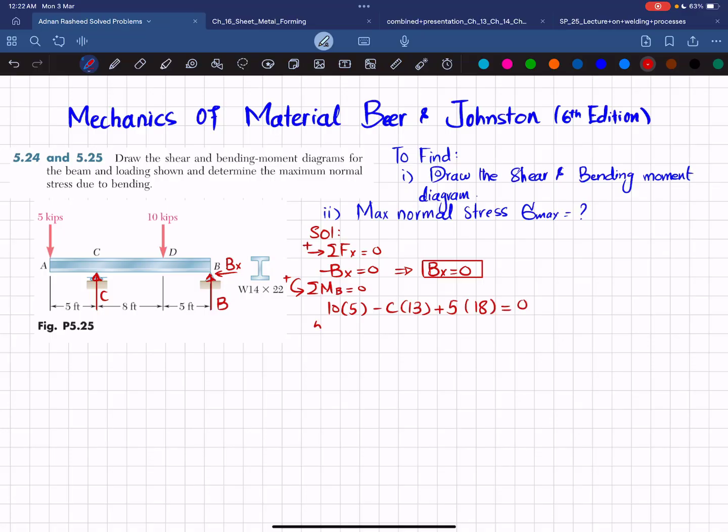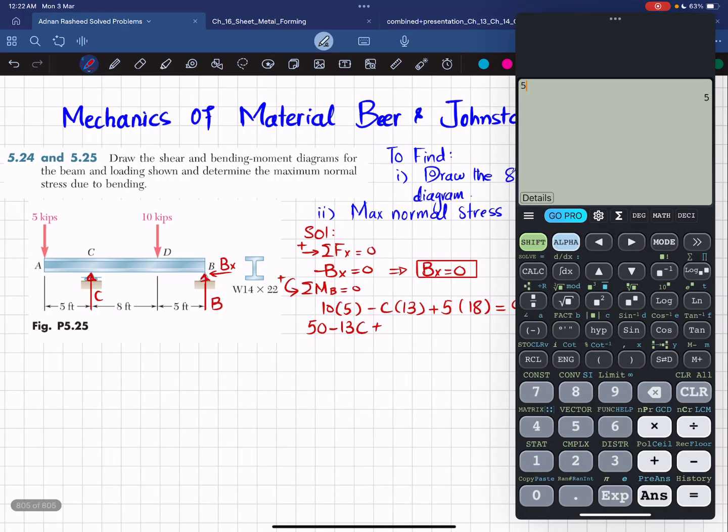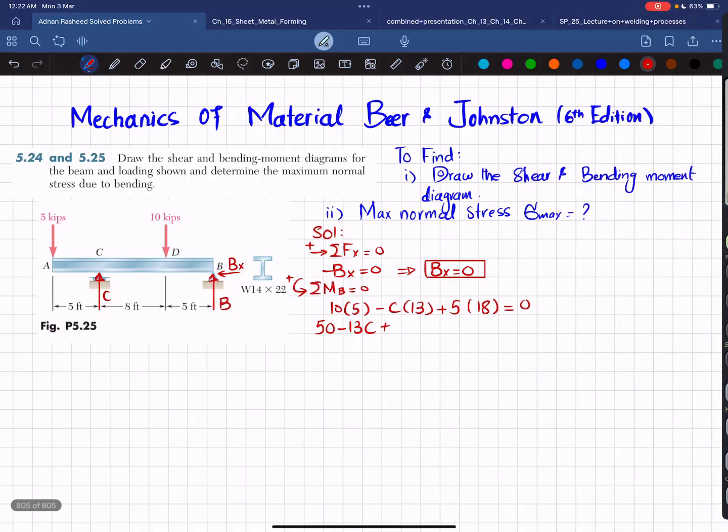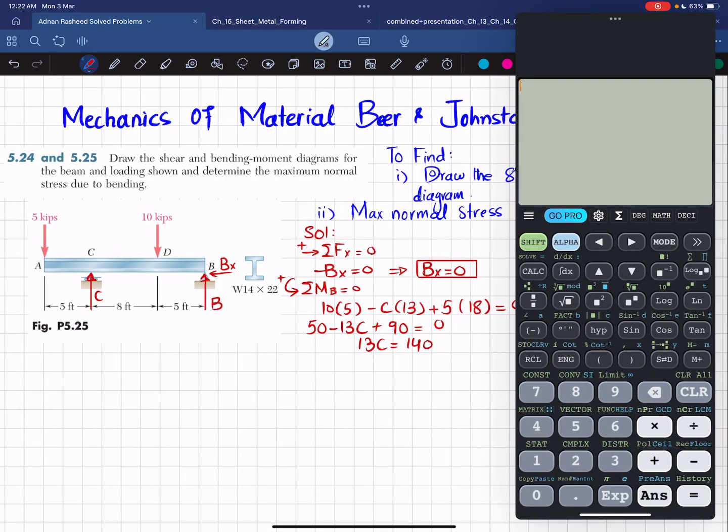So this will give us 50 minus 13 times C plus, let me check, 5 multiplied by 18, which will be 90. So 90 plus 50, so 13C is equal to 140. So 140 divided by 13 will give us 10.76.